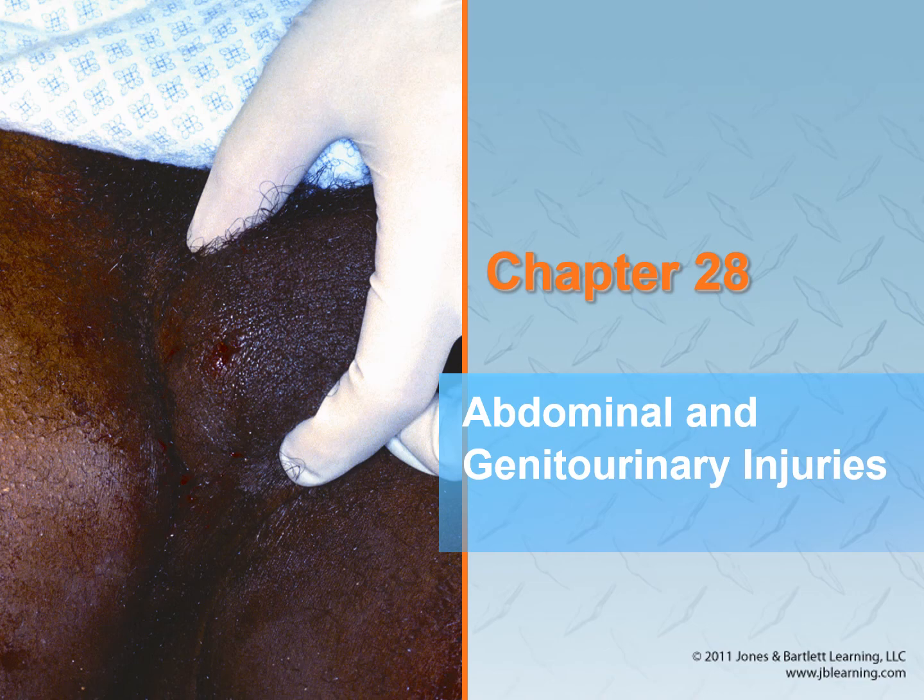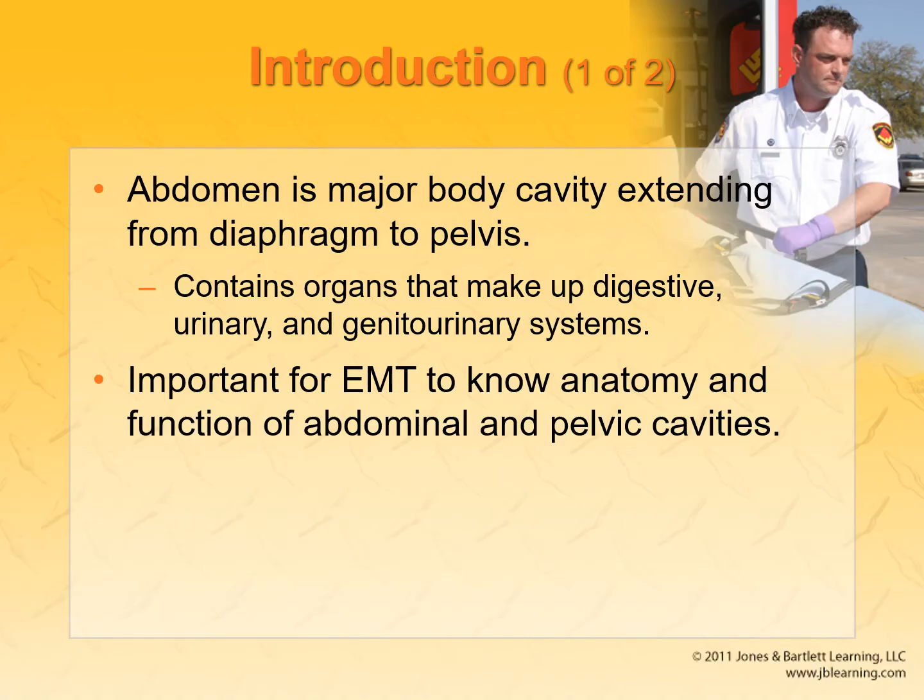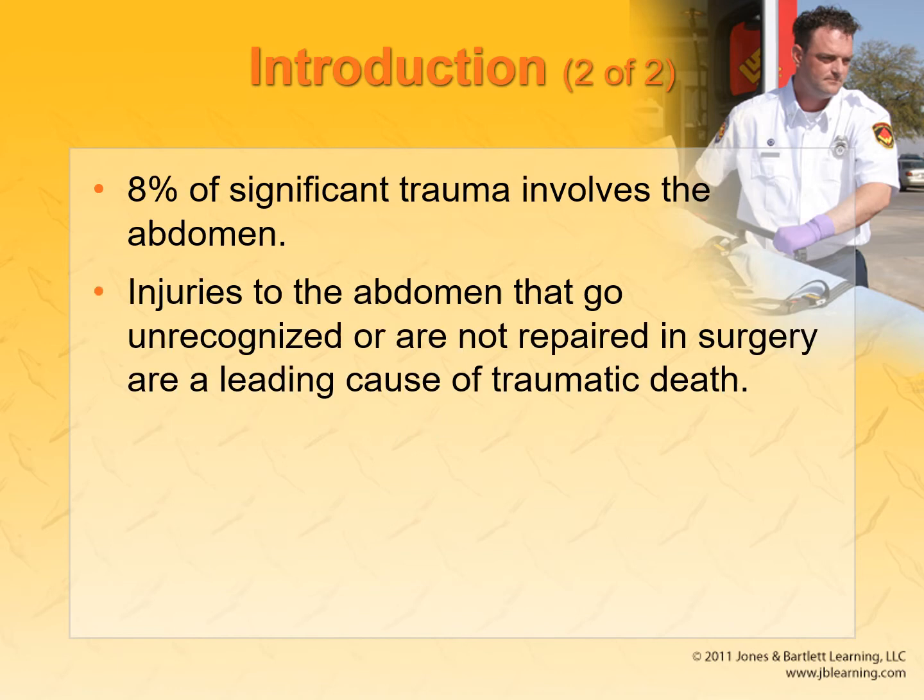All right, guys, so we're almost done with trauma. This is the second to last chapter. We're going to talk about abdominal and genitourinary injuries. A lot of this is going back to that anatomy and physiology stuff that hopefully you're still learning. So we're going to talk a lot about organs and just where to find them and what are some of the injuries that can happen if something goes wrong.